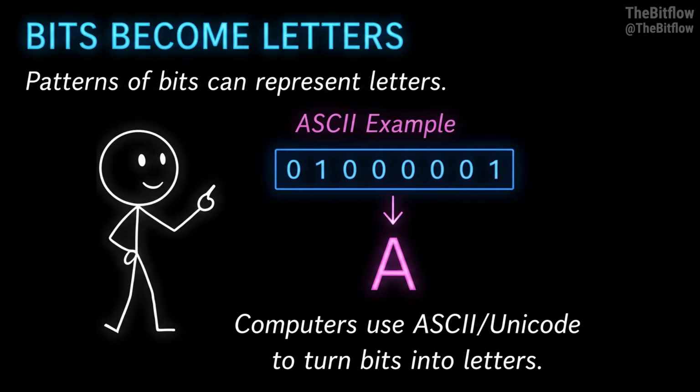A byte doesn't automatically mean anything. It's simply a pattern. But when computers follow a standard like ASCII or Unicode, those patterns become letters and symbols. For example, one specific binary pattern represents the letter A. Every email, document, and website you read is built from these binary patterns.